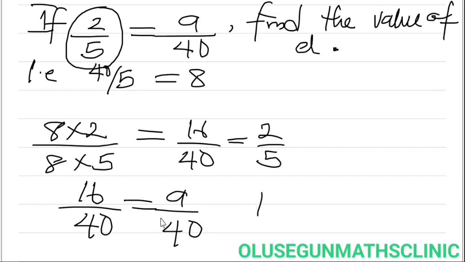So if 16 over 40 is equal to A over 40, since they are now equivalent, A is equal to 16. That's the value, because we changed the fraction to 16 over 40, and the denominators are equal. Since the denominators are equal and there is an equality sign between them, the numerators must also be equal. So let's use this opportunity to give out a class work.